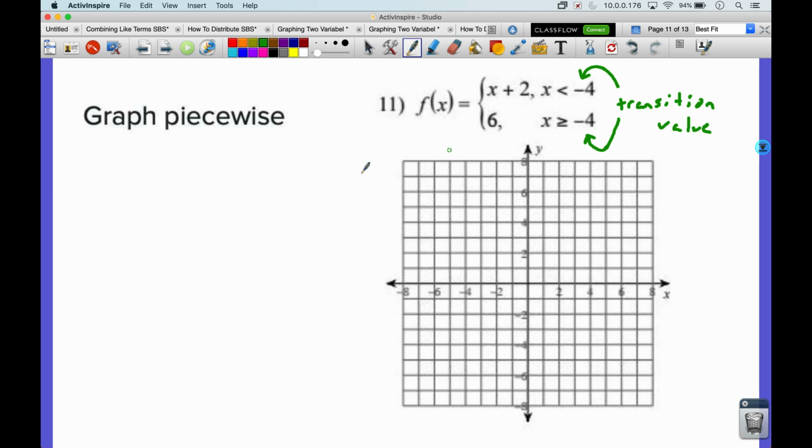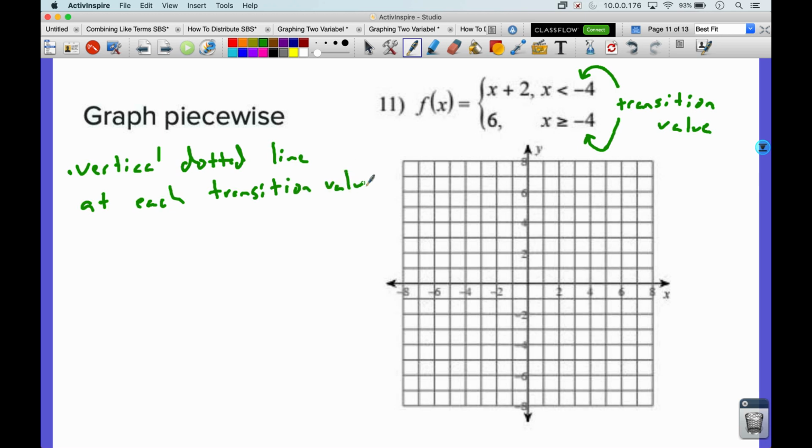Transition value. So what we're going to do is draw a vertical dotted line at each transition value. Okay.